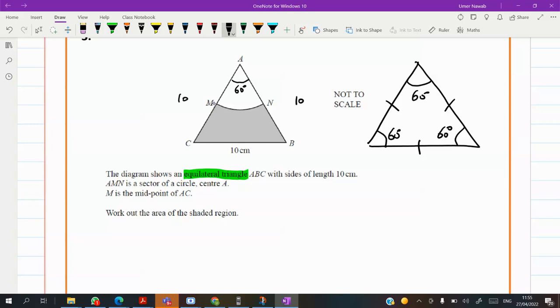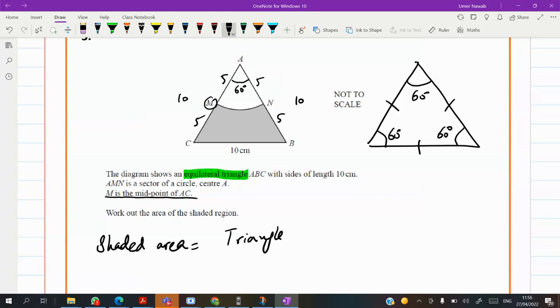He needs to tell us M divides AC in what ratio? Oh, M is the midpoint. So this is 5 and this is 5. Now to find the shaded area, the shaded area is equal to triangle ABC minus the sector.